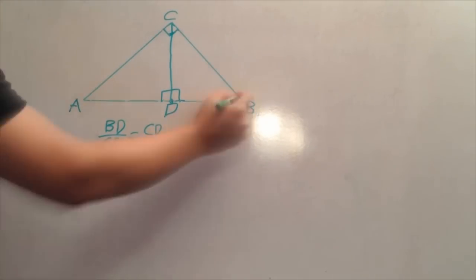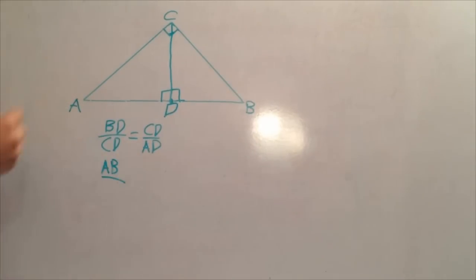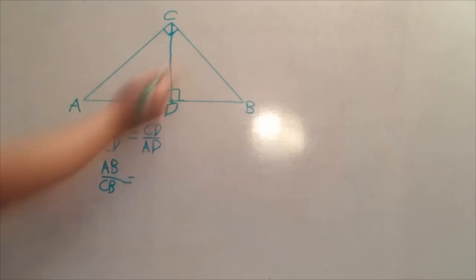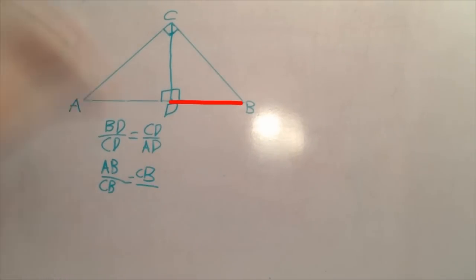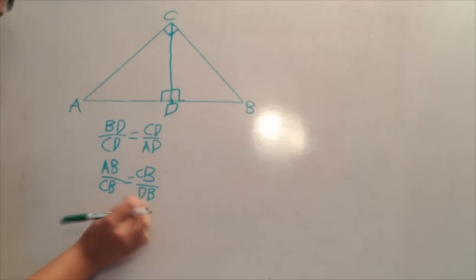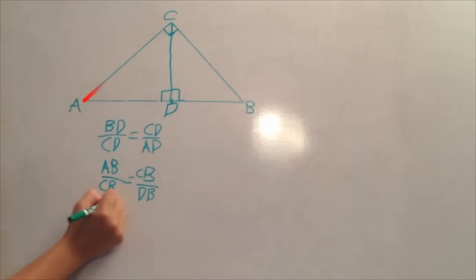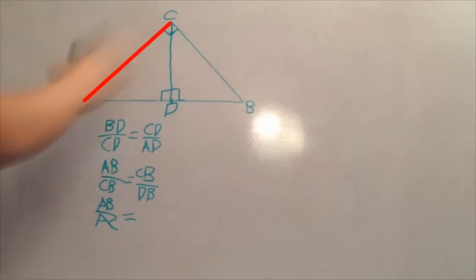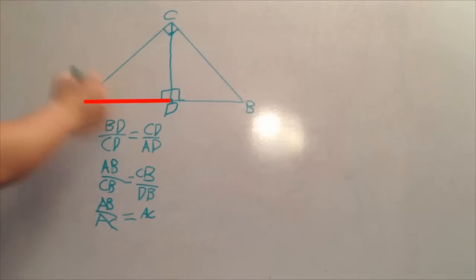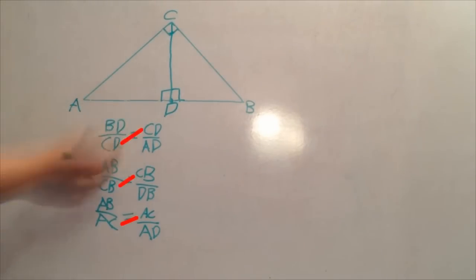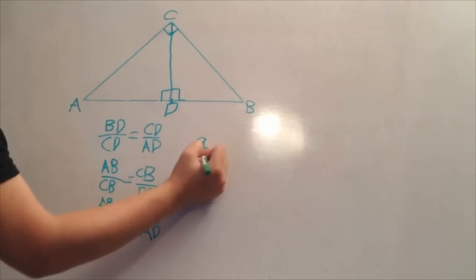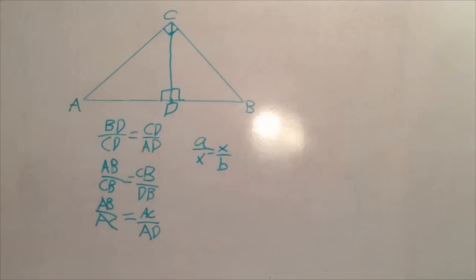Another one says that AB, which is this big line, over CB, which is this line, is equal to CB over DB, which is this line. Another similar one is AB to AC is equal to AC over AD. Now you can see that the denominator of the first fraction and the numerator of the second fraction is the same, and this can be put as A over X equals X over B, and this is called geometric means.